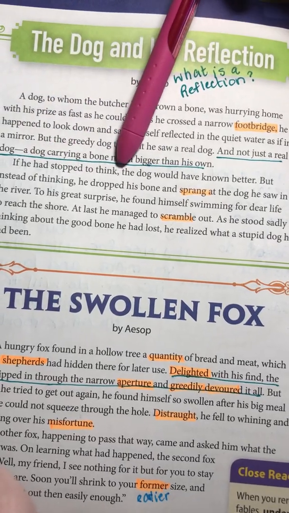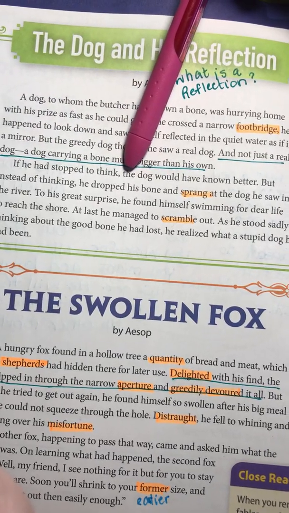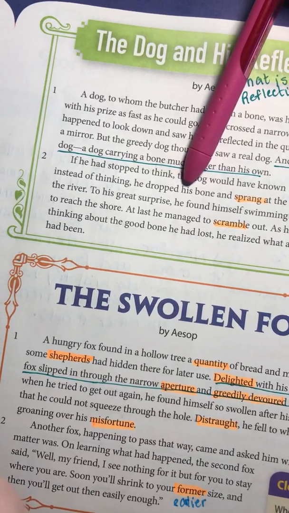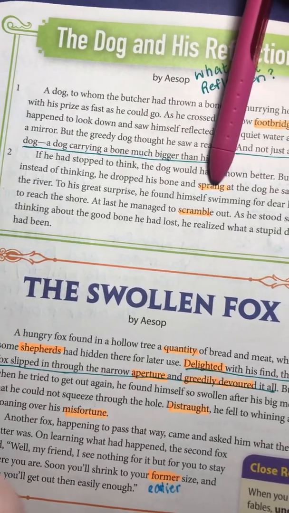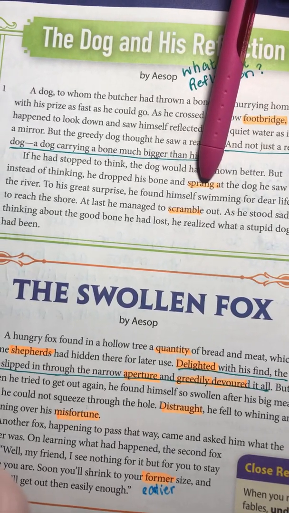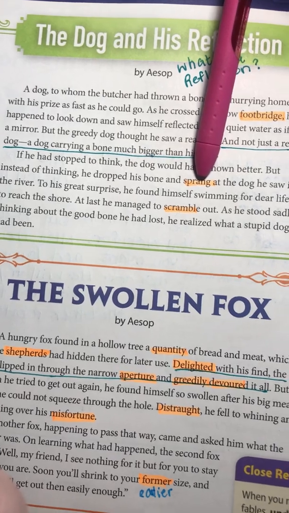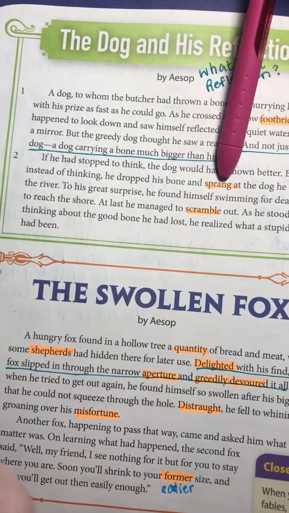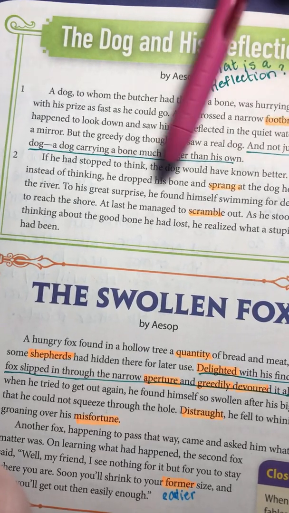If he stopped to think, the dog would have known better. But instead of thinking, he dropped his bone and sprang at the dog he saw in the river. I just love the way that sprang was used, that verb describing how the dog is moving. And it gives you that visual, that sense of urgency. So he sprang at the dog he saw in the river.